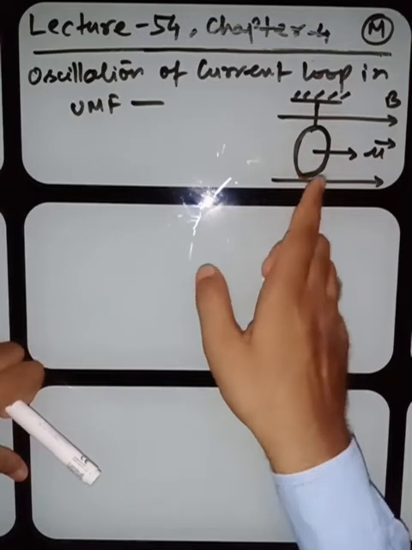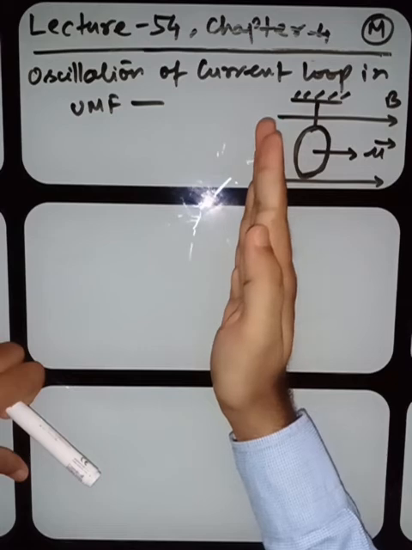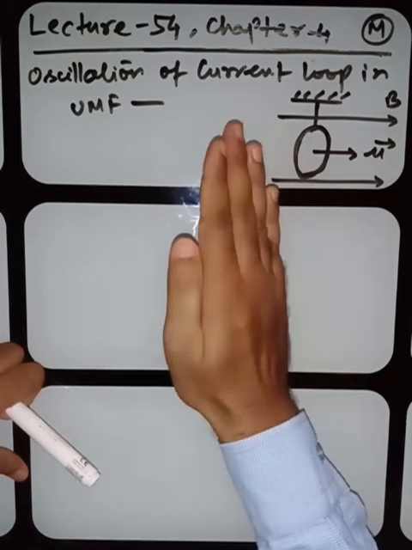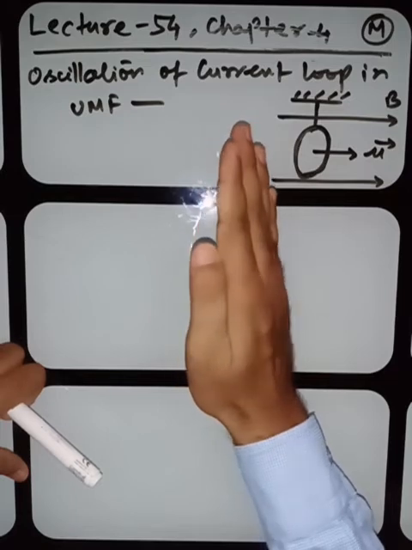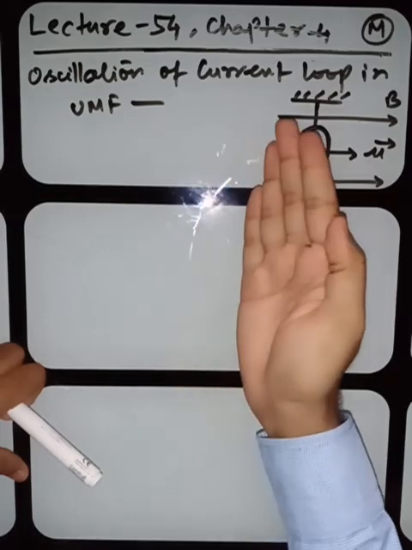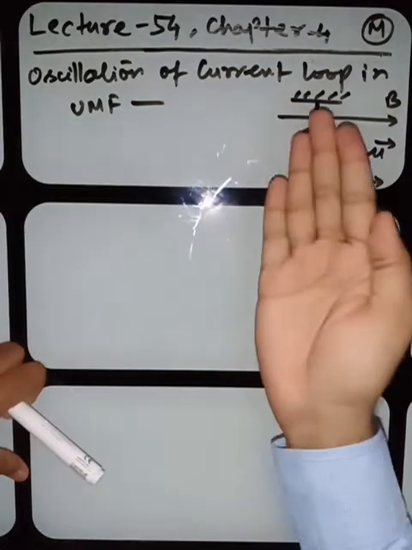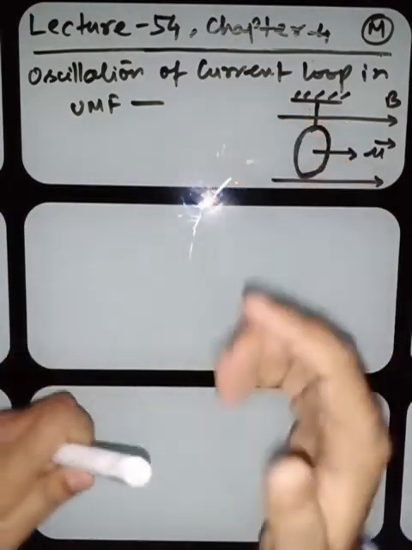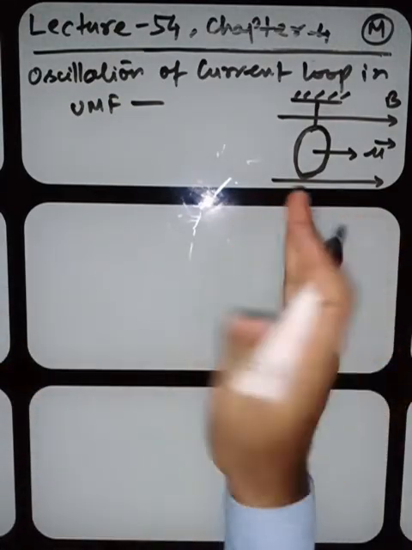it must have some inertia because it has mass. Due to inertia, it will move a little further past its equilibrium position. Again it will face some counter torque and move back toward its actual position, and due to inertia it will move slightly further. So in this way you can see it is oscillating. All right, so we are going to find here the time period for this oscillation.